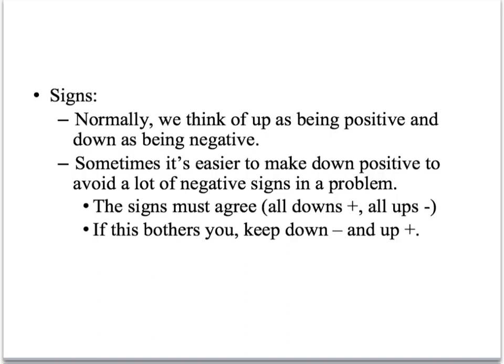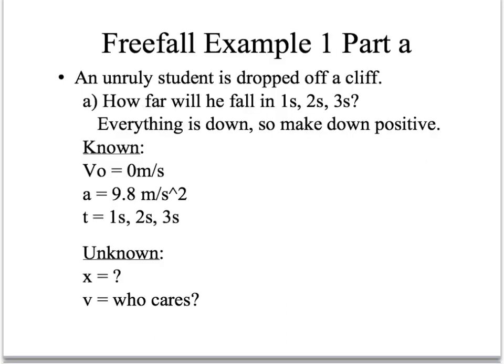So if you do that, you're basically taking all those negative signs and making them positive, and that completely works in a problem. The thing that you have to be careful of is that the signs have to all agree. So if things are in the same direction, they should have the same sign. If things are in opposite directions, they should have opposite signs. If that completely messes with your head, you can just do the traditional down is negative, up is positive, and that's just fine. But you'll see in my examples, oftentimes when I'm able to, I make down positive so I don't have so many negative signs in my work.